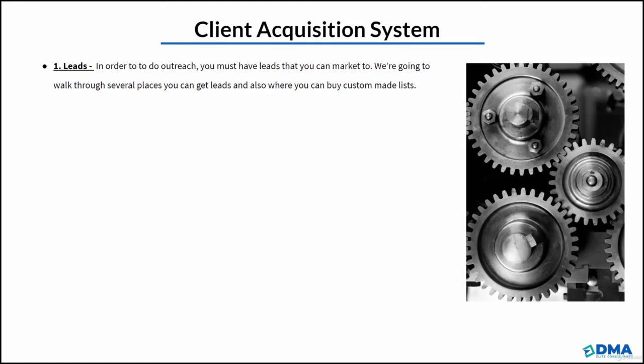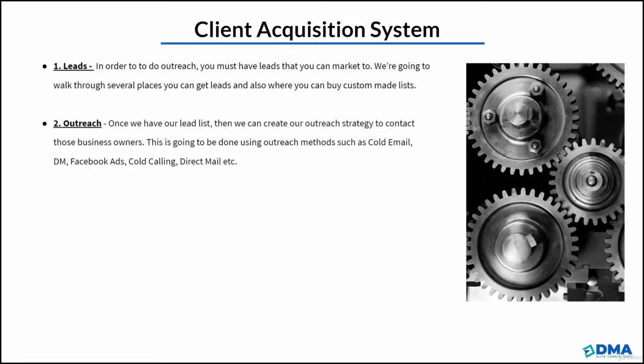We are going to look for a set of leads in a particular niche or even a couple different niches when we're first starting out, so we can start doing our outreach. And then after we have our lead list, we know exactly who we're targeting. This is where we're going to be creating our messaging and then sending that out to business owners. This is going to be done through various different outreach methods such as cold email, direct messages, Facebook ads, cold calling, direct mail, right? Various other methods that we're going to be using throughout this course.